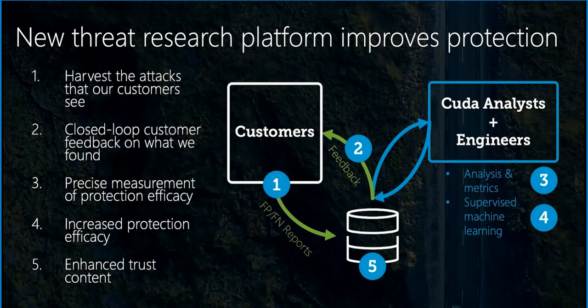We're also using this platform to develop more precise measurement of protection efficacy, because with that baseline, we can then track our progress, understand where our priorities and efforts should go, and measure the improvement over time. Right? Ultimately, all of this adds up to increased protection efficacy. It also enhances trust content, meaning the reputations of things like domains, IP addresses, email addresses, and so forth. And I'll come back to that concept a little later on in this presentation.